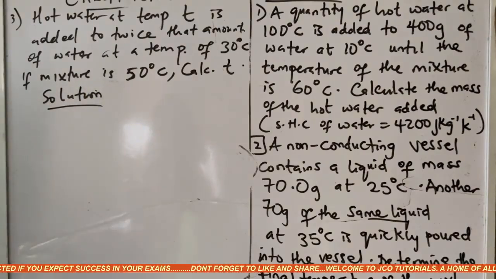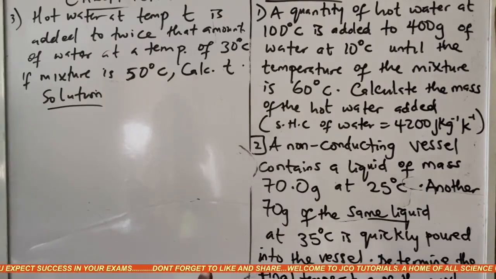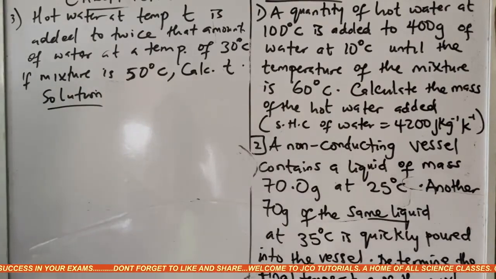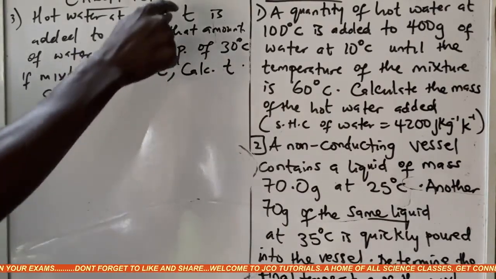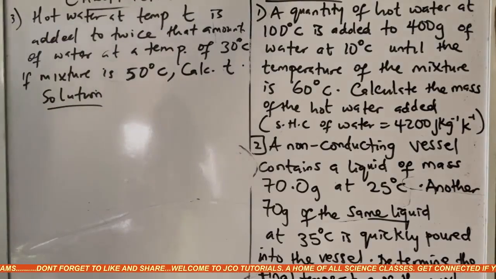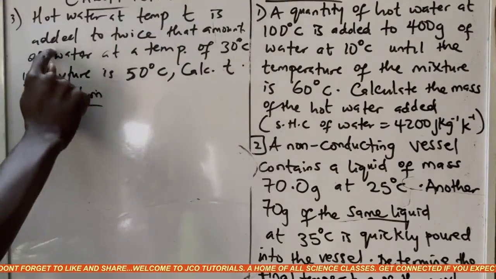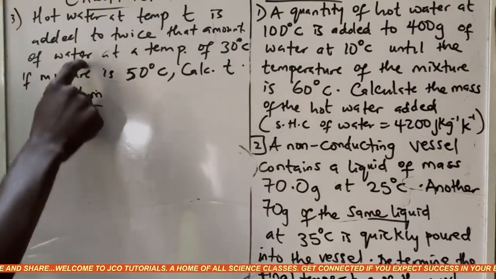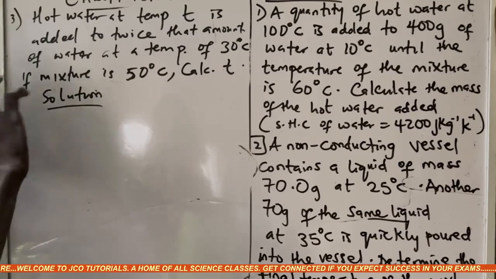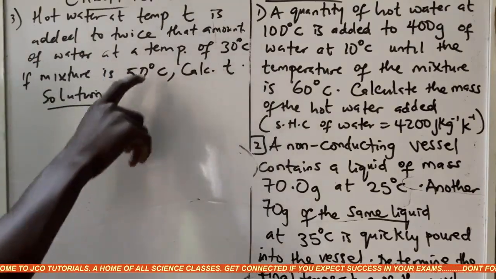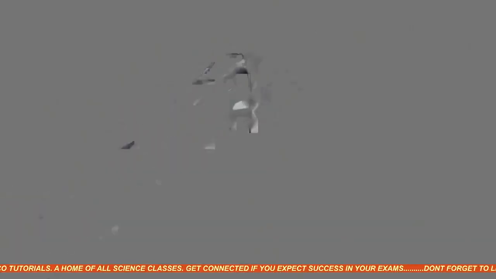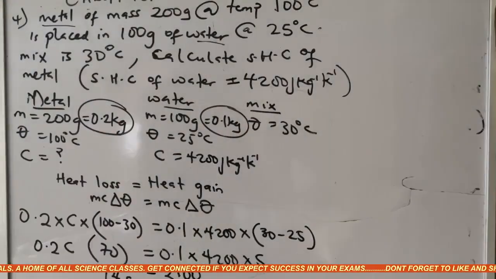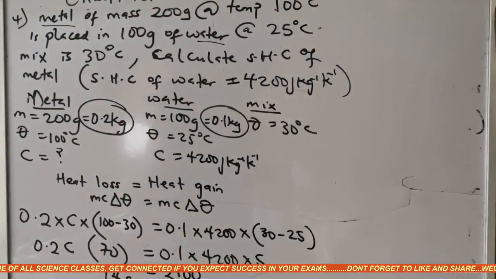Hot water and another water, which will be cold, because you say hot water is at a particular temperature. We don't know the temperature, but we know it's hot. You add it to twice that amount of water. The size of the water before, you add it to twice of that size. Calorimetry is a very, very important topic. It will come out in your exam always.